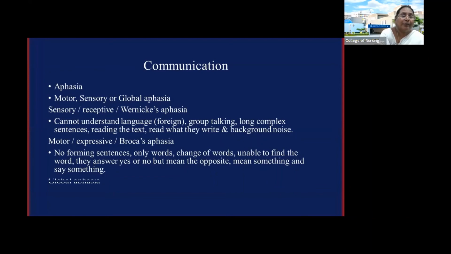They are like children. Global aphasia is when they have both motor and sensory aphasia. So we have to take care of them. But dysarthria is where, because of the muscle weakness of the face, they are not able to speak. That is, the voice will be muffled, slurred, strained. It's very quiet, those kinds of things.